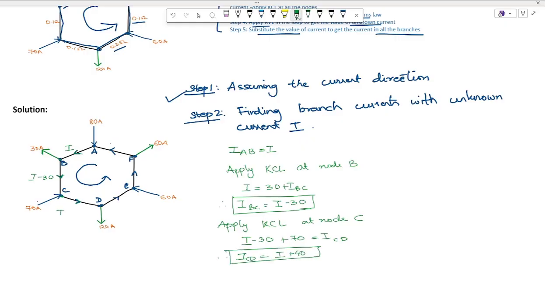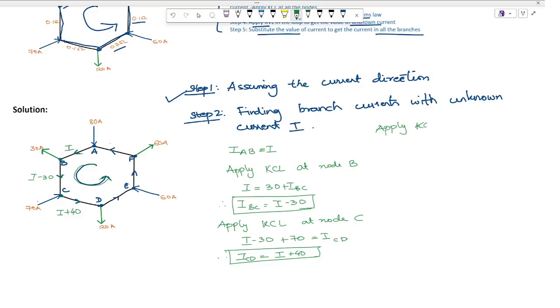If you notice here, I am finding out all the currents in terms of a single unknown current which is I. This is a very simple trick to remember: whenever you see a number of loops, consider that many currents. Since here we have only a single loop, I'm considering only one unknown current, and using that unknown current, I will be finding all the other branch currents. Now let's talk about the other nodes.